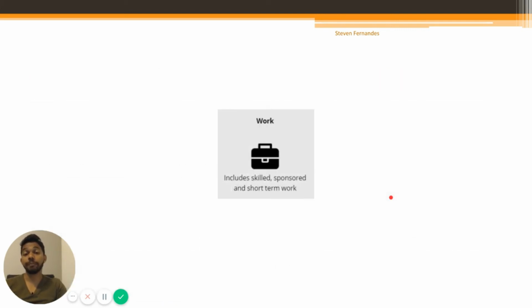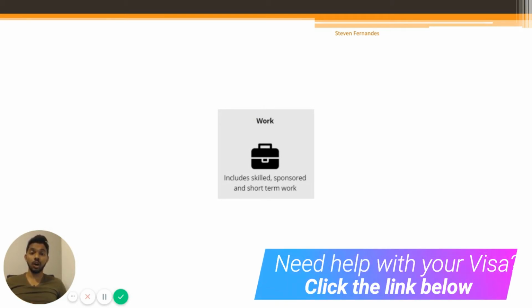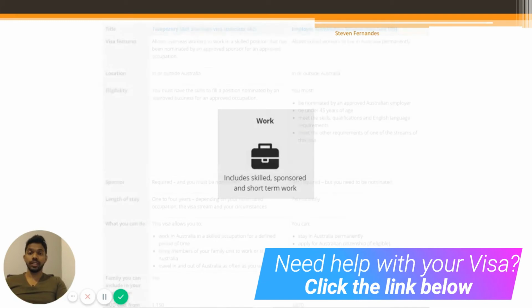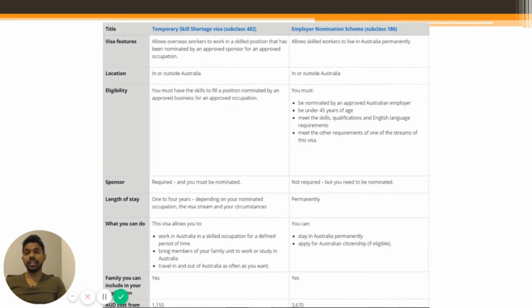Okay, so the first visa is the work visa. This basically includes the TSS, or the Temporary Skill Shortage visa, or the subclass 482. So that's the name for this visa.